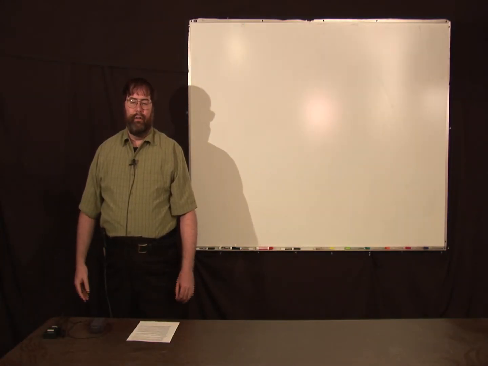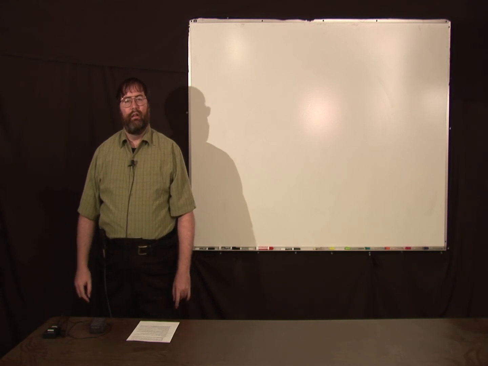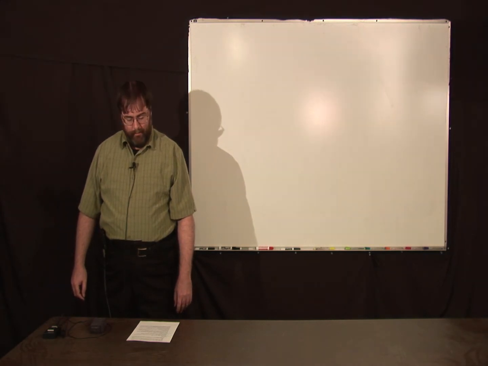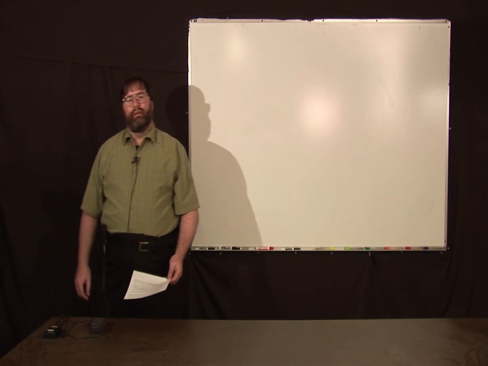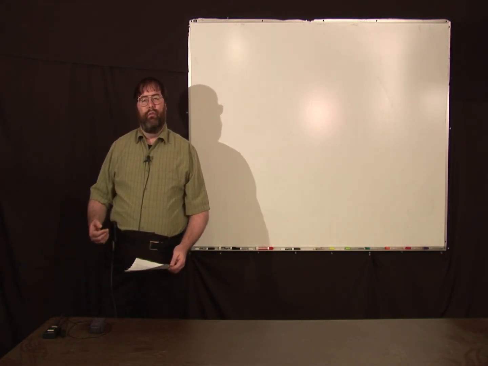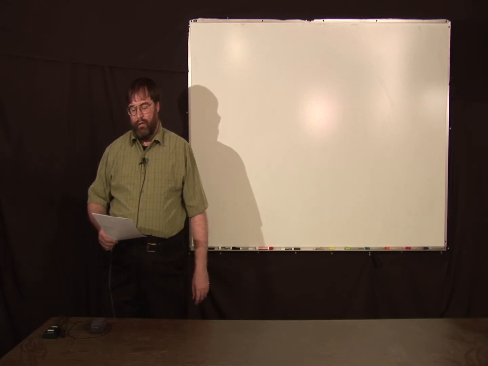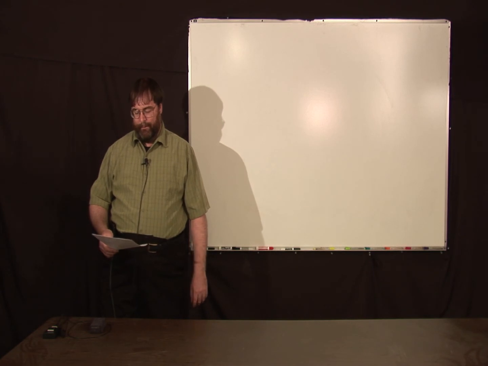Well, now I want to talk to you a little bit about a follow-on experiment that is the WMAP satellite. WMAP stands for Wilkinson Microwave Anisotropy Probe. It was designed to be a more accurate and higher resolution instrument than COBE to get, like I said, more detailed measurements.